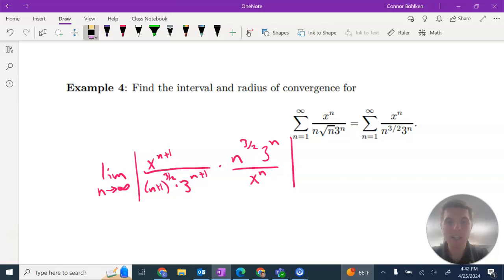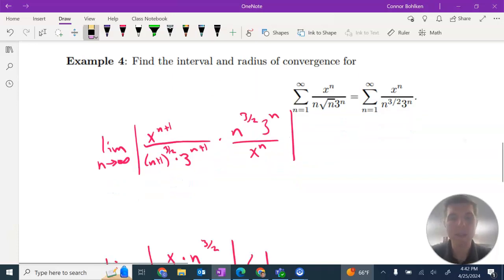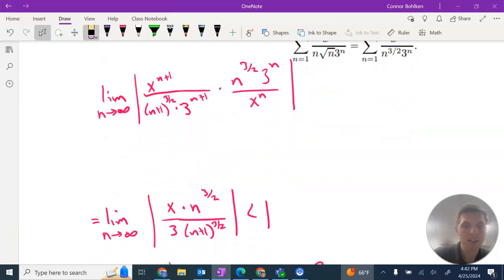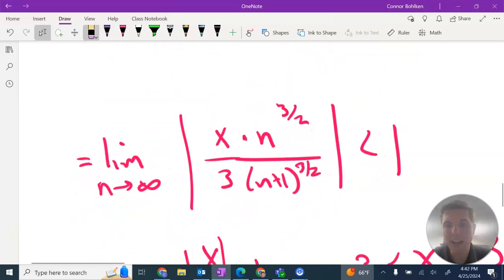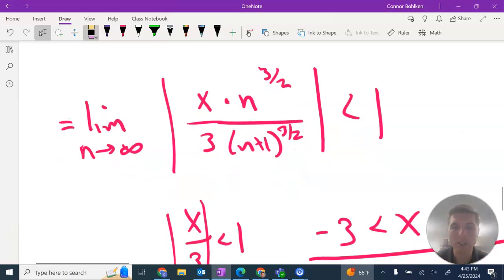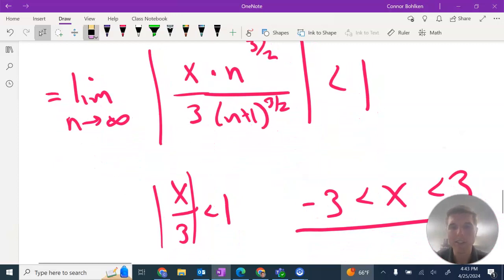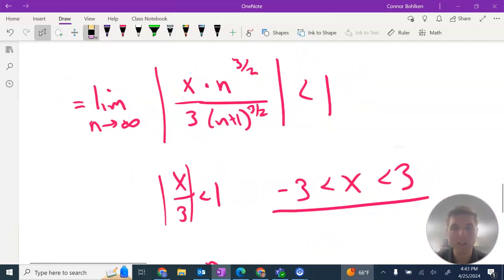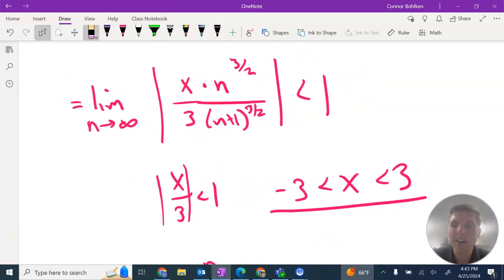And then we can use the opposite argument here. 3 to the n cancels. All that's left is a 3 on the bottom. And we can get to here, which now using our horizontal asymptote rules, it's the same degree on top and bottom. So x over 3 has to be our coefficient here. That's the thing that has to be less than 1. So there's our interior interval of convergence. It goes from negative 3 to 3. And now we got to check our endpoints.